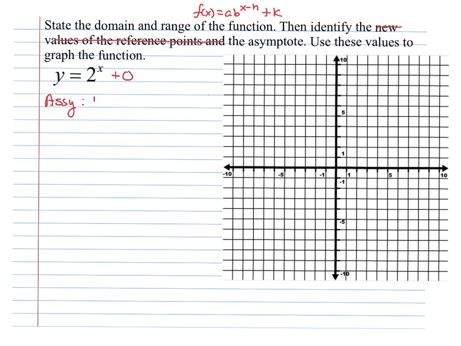So we have y is equal to 0. That means that on our graph, the x-axis is our asymptote. Then if you look at this number right here, this is our b. Since our b is greater than 1, that means it's a growth. So we know how our graph is going to look something like that.